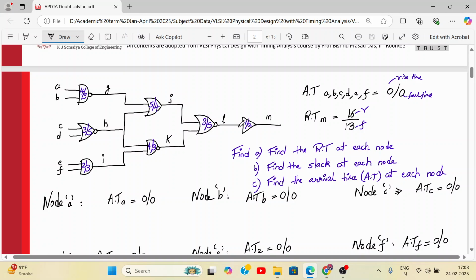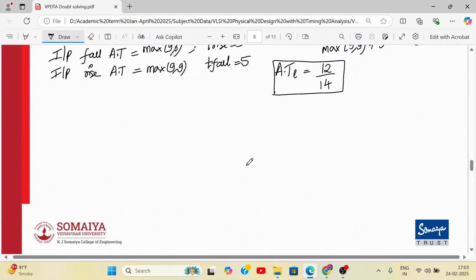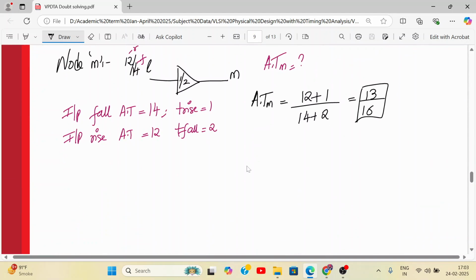Now for required time, we'll go reverse. We'll start from M, then we'll go to L, then J, K, then G, H, I, then A, B, C, D, E, F. Got it? We'll go reverse from output to the primary inputs. So let's start with node M. We are finding the required time. So for node M, the required time is given to us.